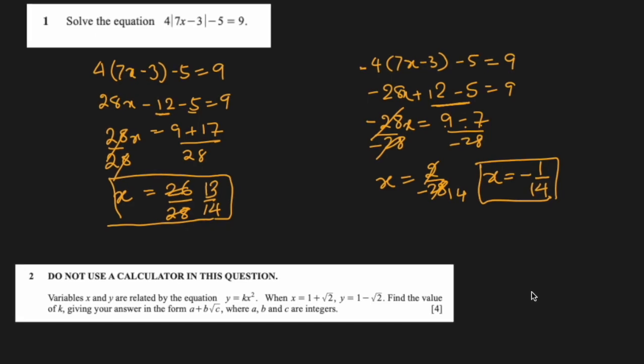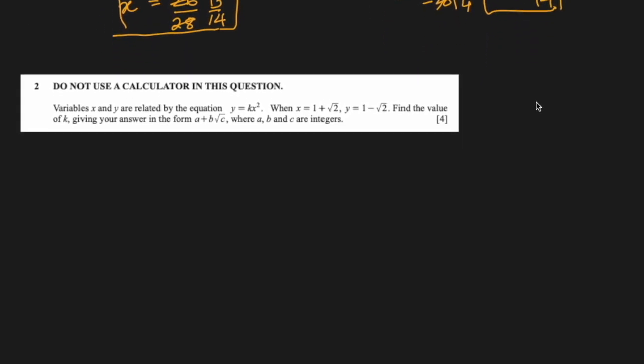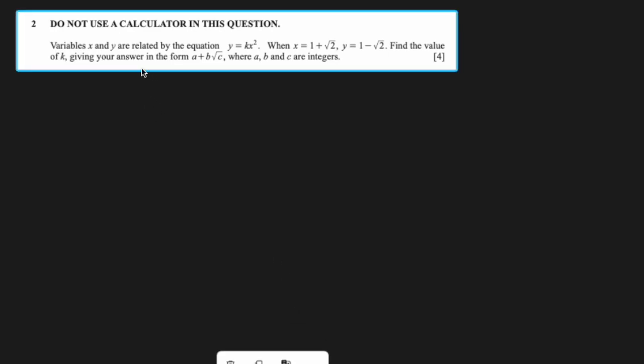Do not use a calculator in this question. They have cautioned us already. So what do we do? We have to show each step to ensure that they know that we didn't use any calculator. Variables x and y are related by y equal to kx square, that is quadratic, right? When x is this, y is this, okay? Find the value of k, giving your answer in this format. Nothing could be that straightforward. Y, we'll substitute this y by this y, okay?